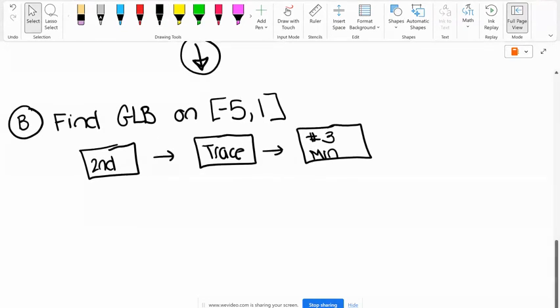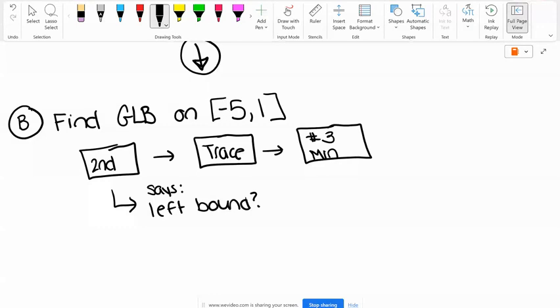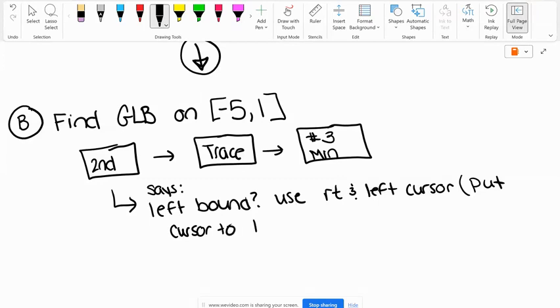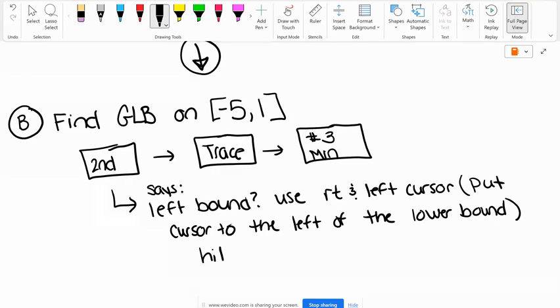I'll write out all the steps. It's then going to say left bound, question mark, and you're going to use the right and left cursor to put the cursor to the left of the lower bound. Then hit enter.